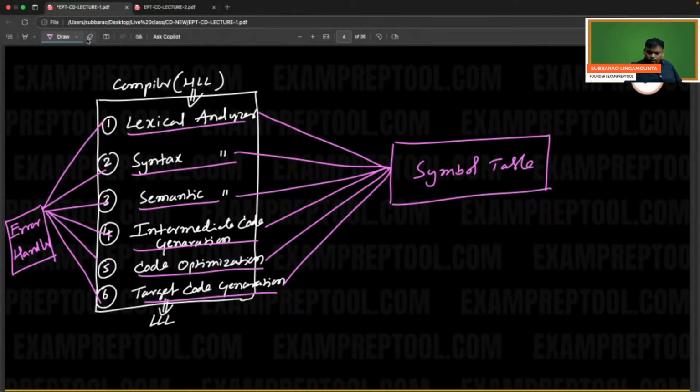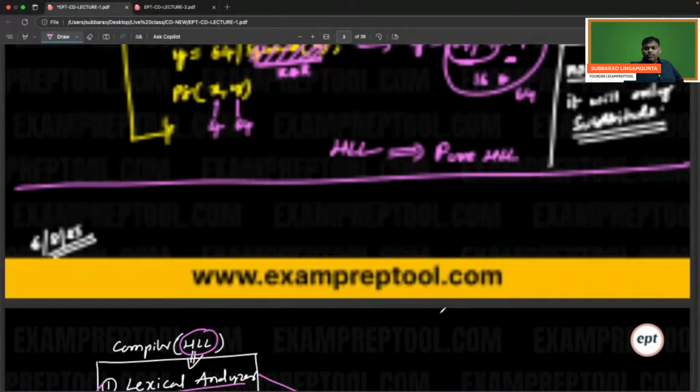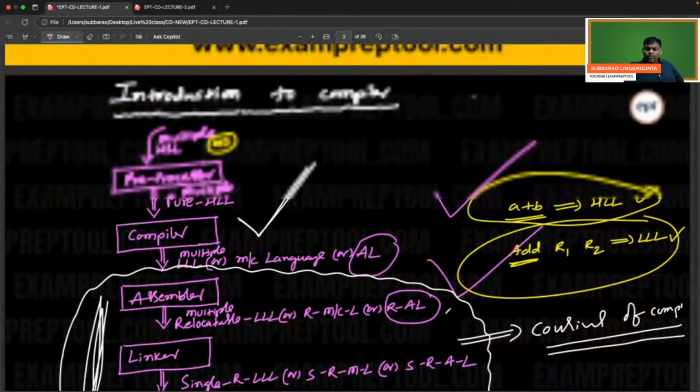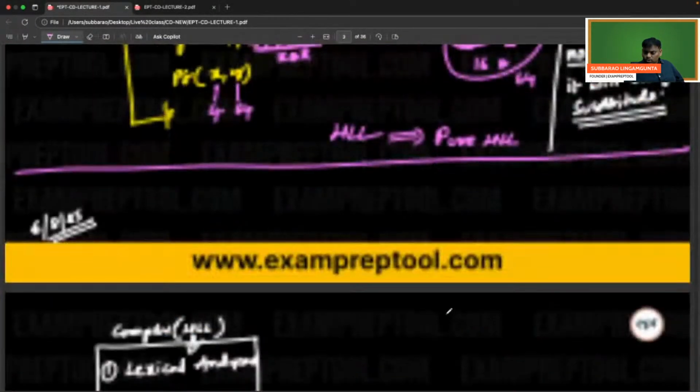Now I will go further. So remember, high level language is the input and low level language is the output. Anything you want to store during compilation goes in the symbol table. If there is any error, you inform the error handler. Till now, is everyone comfortable?